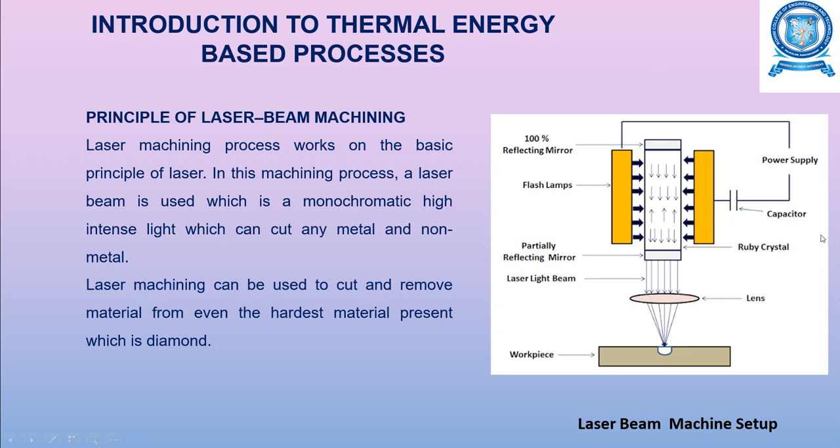This is the machine setup, and you have a reflecting mirror, the flash lamps and the ruby crystal, and the laser light beam is made to focus on the lens, and the laser beam which strikes the workpiece melts the metal, and the metal is removed.